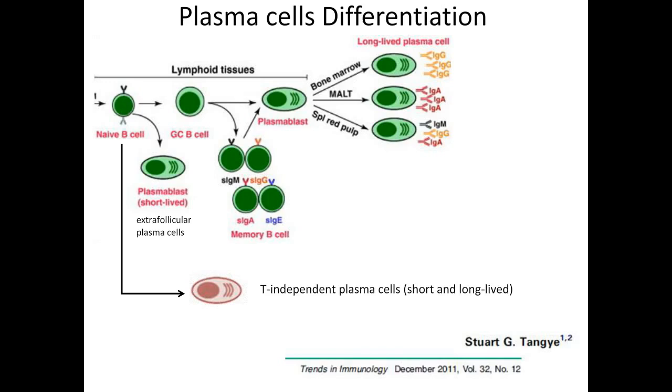In addition to this pathway, there are also plasma cells that are generated early in the response. B cells can skip the germinal center and generate short-lived plasma cells, which may be important for early stages of infection, but they may also seem to be more prone to generating autoimmune responses, more important for autoantibodies. There are also T-independent plasma cells that can arise, and these can both be short-lived and long-lived.